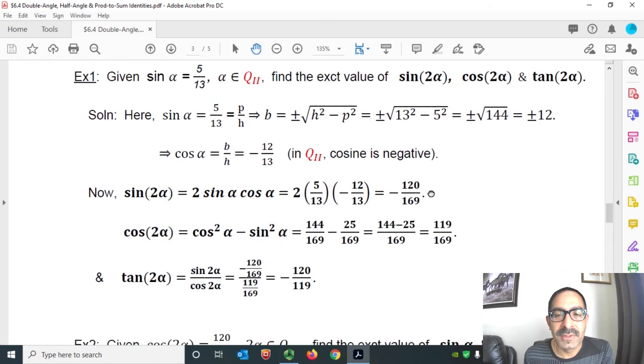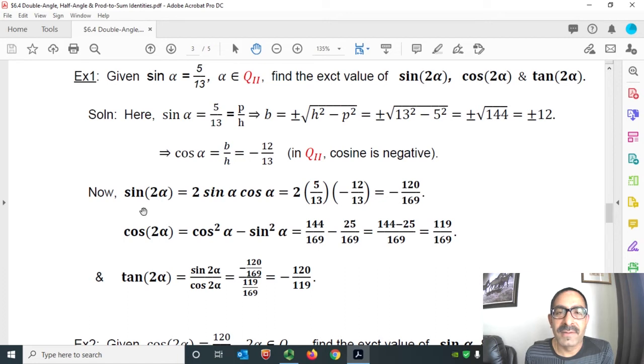Now, let's find the value of sine of 2 alpha. We know the formula, sine of 2 alpha equals 2 sine alpha cosine alpha. Let's plug in the values: 2 as it is, sine alpha is 5 over 13 as given, cosine alpha we just found is negative 12 over 13. Simplify, and this gives negative 120 over 169. Great, so that's our final answer.